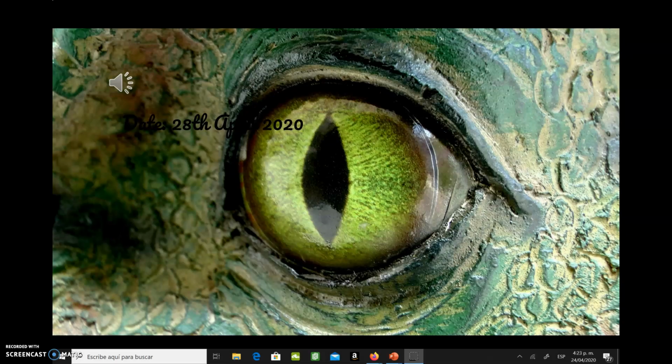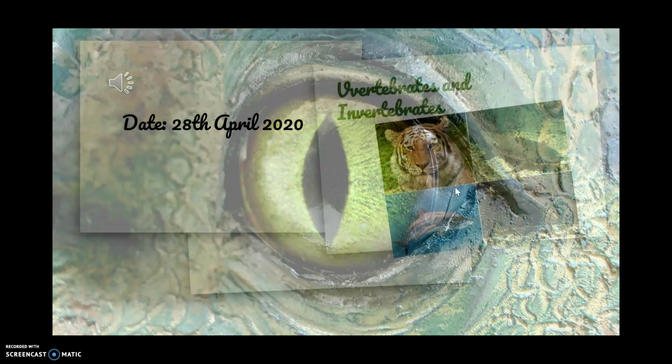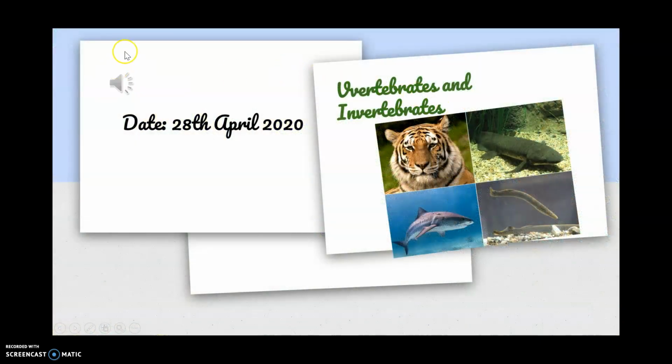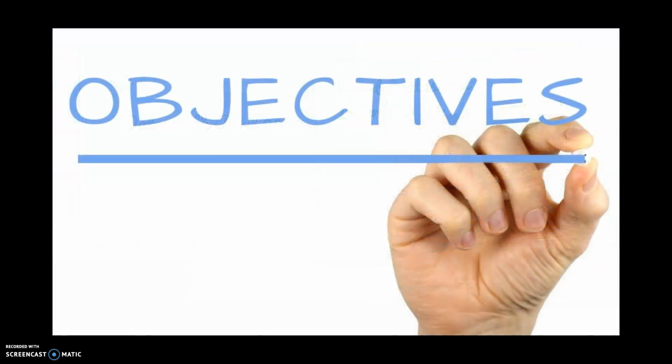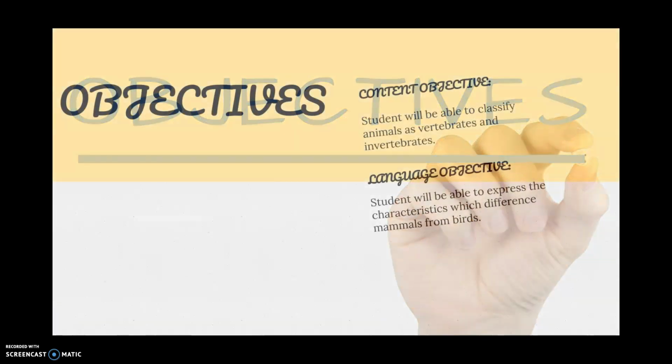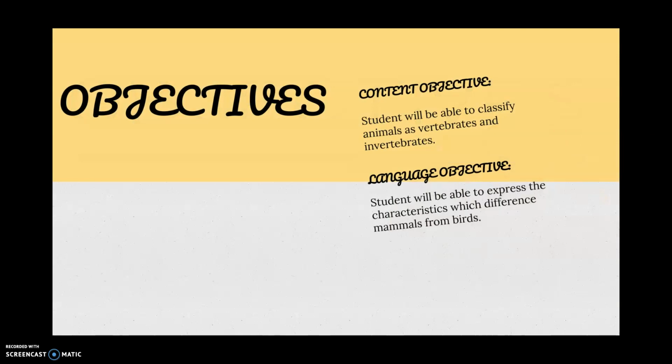So let's please write in your notebook the date and the title, vertebrates and invertebrates. Also in your notebook, please write the objectives. Remember that we work two objectives. The first one is the content objective. The student will be able to classify animals as vertebrates and invertebrates.